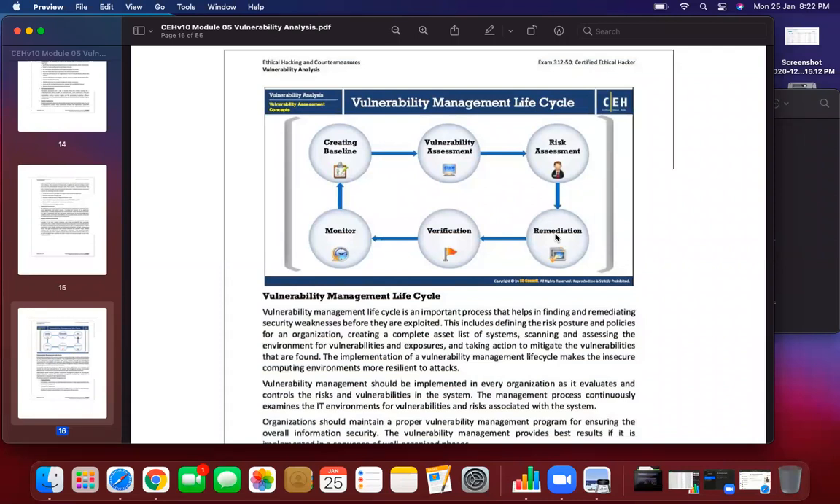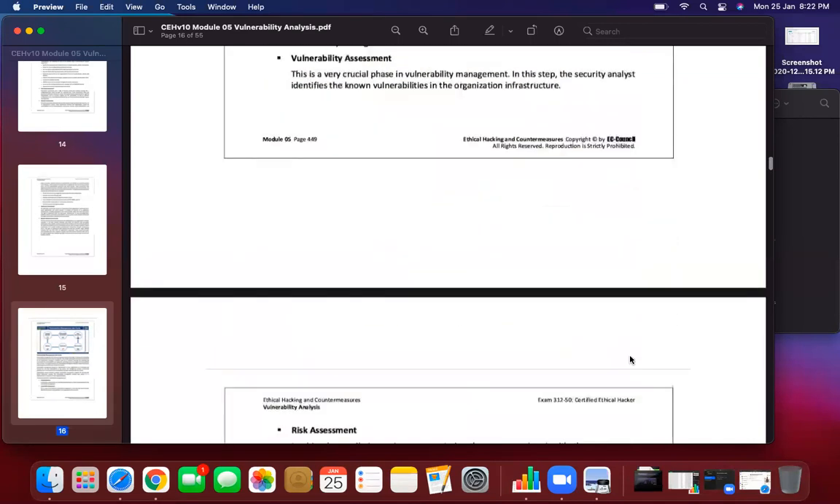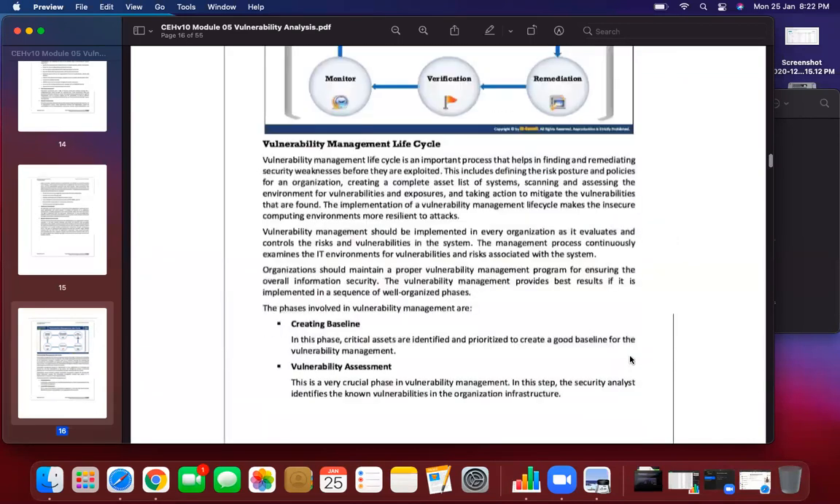Then comes verification. After solving everything and finding everything, after creating the report, we need to verify whether we did everything right or not, whether we missed something or not. So that comes under verification. And the last one is monitor. After doing all these things, we need to monitor the whole server in order to see if there is an issue or not. This is the vulnerability management life cycle which you need to know.